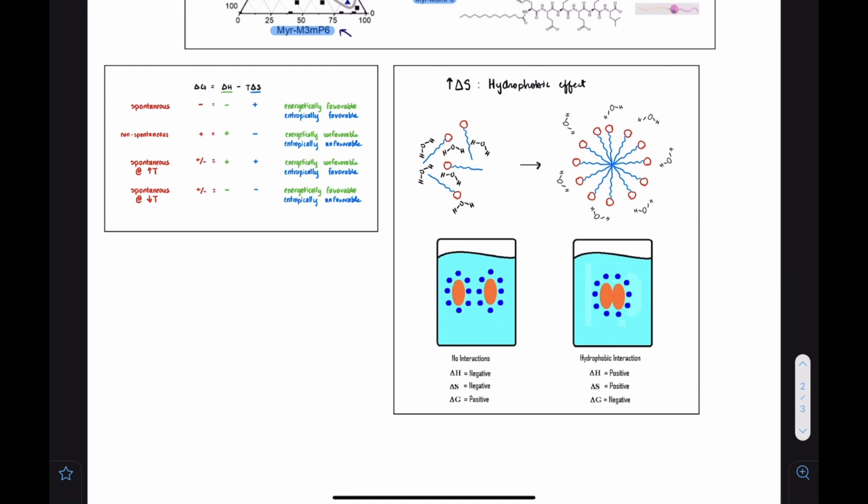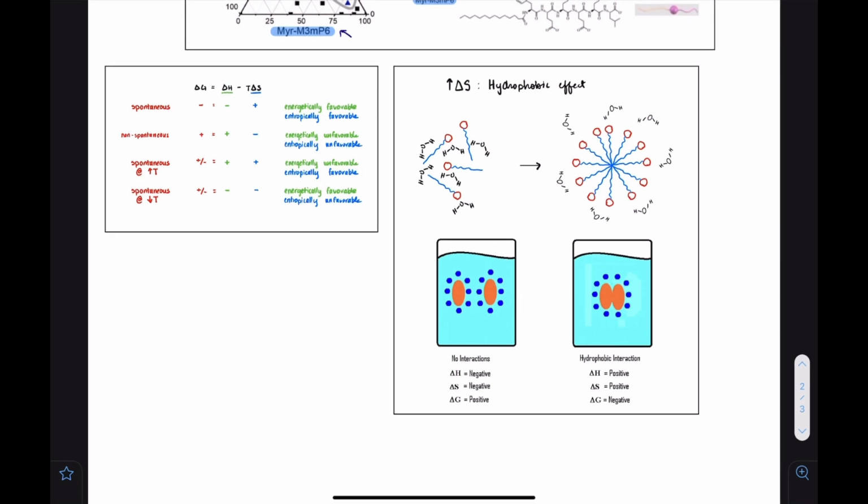It shows that on the left, delta H and delta S are negative, and delta G is positive, indicating a high energy state of these molecules that are not permitted to flow freely. On the right, after the hydrophobic effect takes place, we can see delta H and delta S turning positive and delta G turning negative, which indicates a low energy state of the molecules, which can also flow freely.